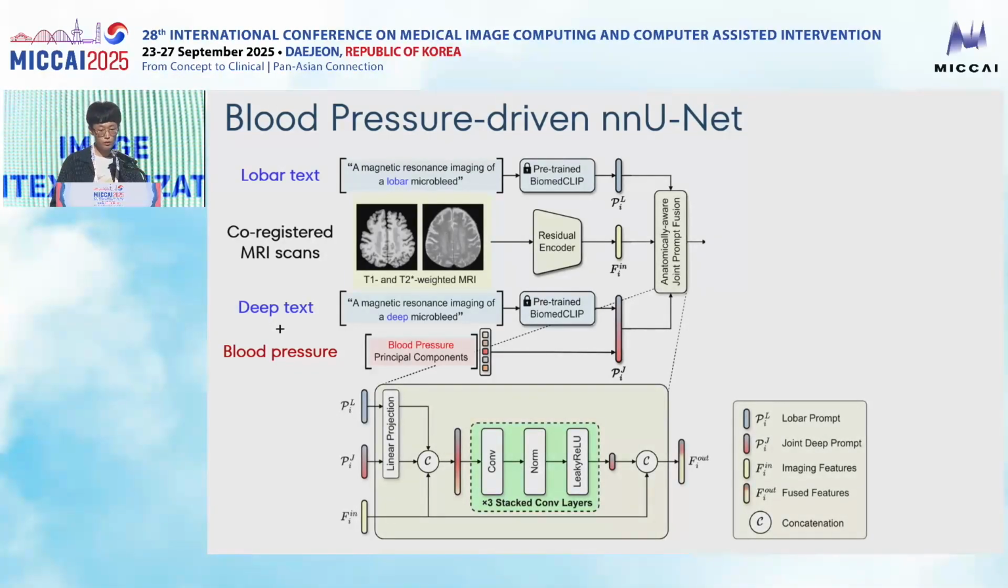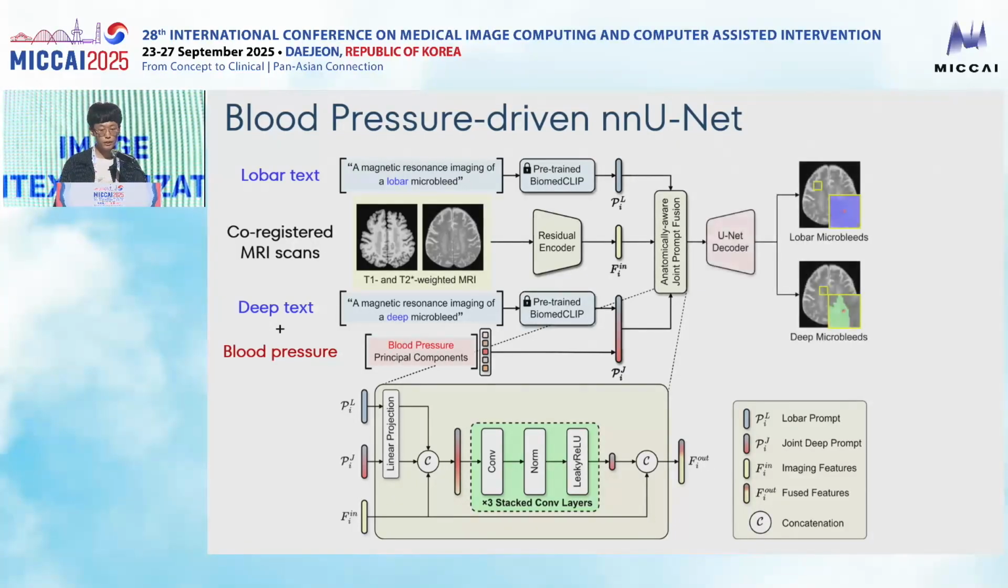Next, we introduce an anatomically aware joint prompt fusion module. This module takes 3 inputs, the input imaging features from the residual encoder and 2 text prompts. Here, a linear projection layer aligns 2 text prompts to the common spatial dimension of imaging features, then we concatenate all the inputs along the channel dimension, process them through stacked convolution layers, and finally fuse with the input imaging features. The resulting features are then fed into a UNet decoder to produce the final segmentation for both subtypes.